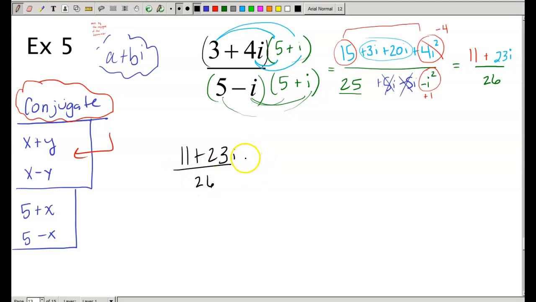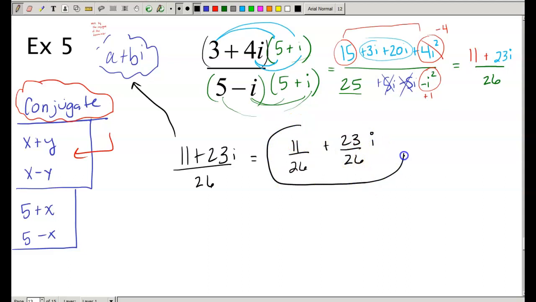And really, what I want to do is make this look like a plus bi. So it's not really in that form yet. So what we can do is divide each term on the top by 26. So I could write this as 11 over 26 plus 23 over 26 times i. And there's my final answer in this form of a plus bi.